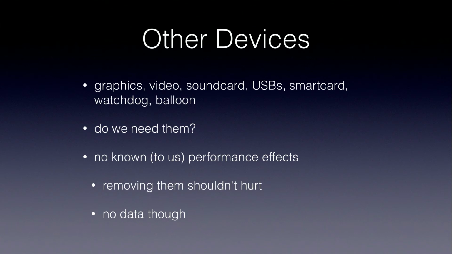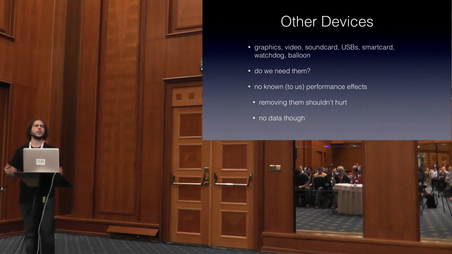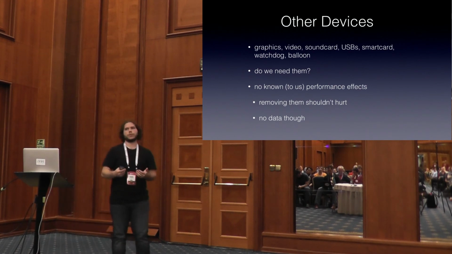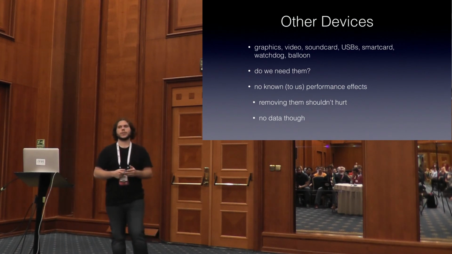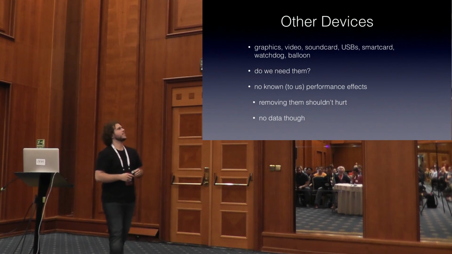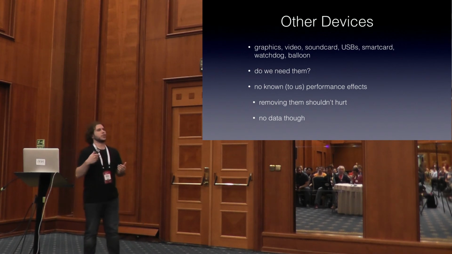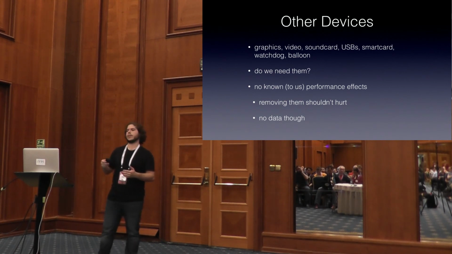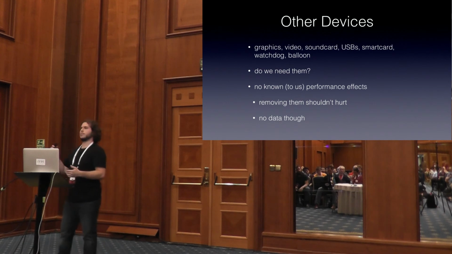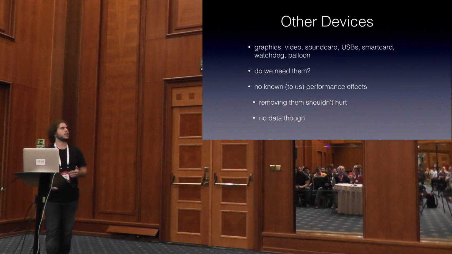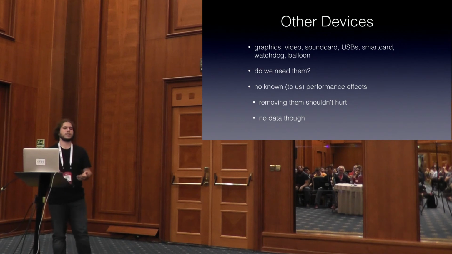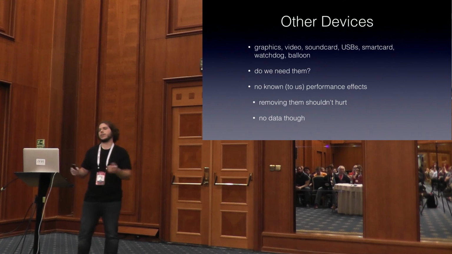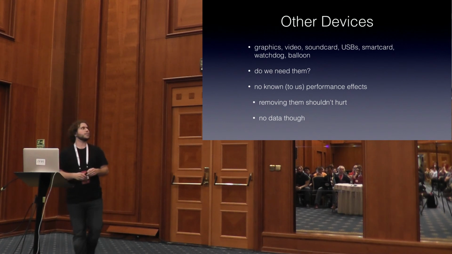Now there are some other devices that it makes sense for management software to include. So imagine graphics, video, you want that for SPICE or VNC. Sound card, you just want a sound card. USBs, then there's smart card, Watchdog, and Balloon. These are devices that we really include by default because maybe someone needs a smart card in their VMs, and instead of making that explicit choice, it's just better that if you start the VM, you find, oh yeah, it has a smart card.